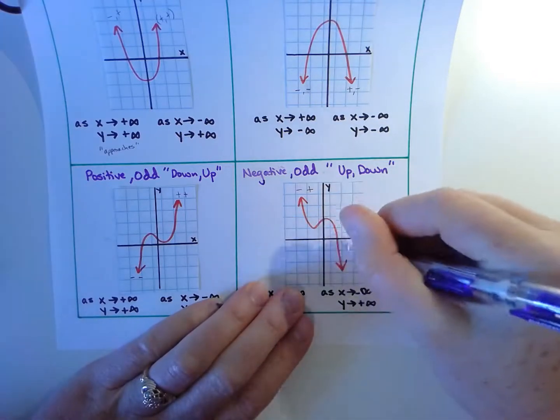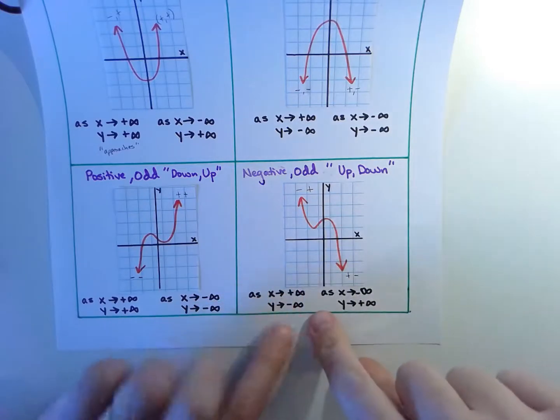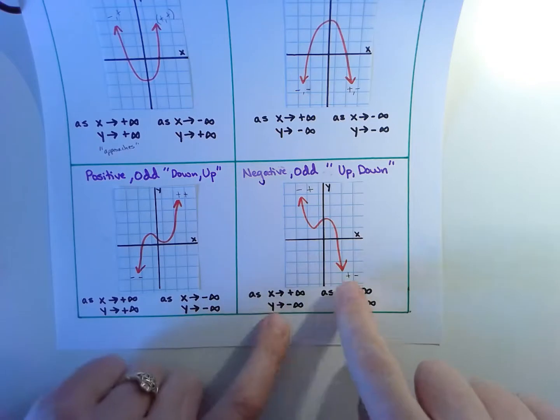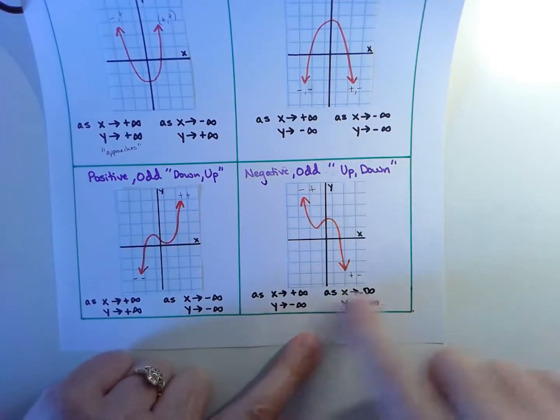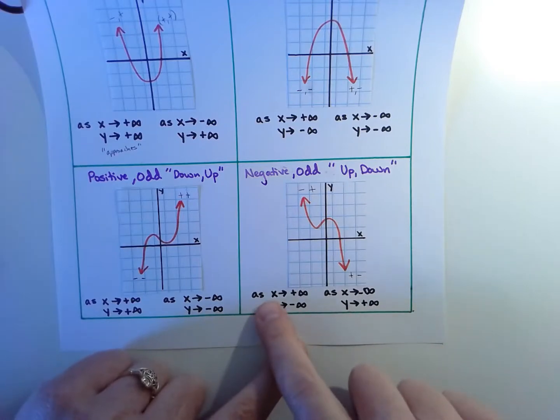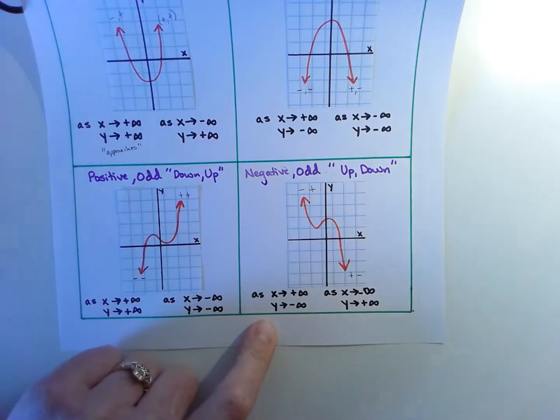And then over here, this one is positive, negative. So as x approaches positive infinity, I usually write that one first, y approaches negative infinity. You don't have to put them in that order. I just typically put the x being positive first in my writing to keep it consistent.